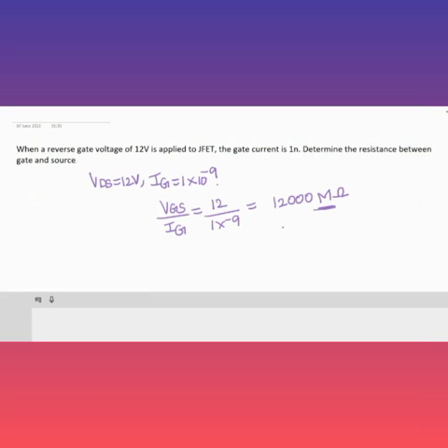So this is a JFET, right? In JFET you will have very high impedance. So this shows that, whereas in BJT your resistance value will be very low. It will be like in hundreds and thousands only. Okay. So now we'll move on to the next question.